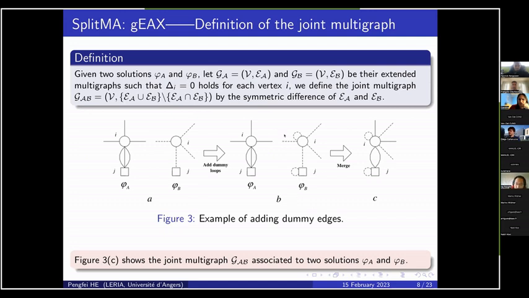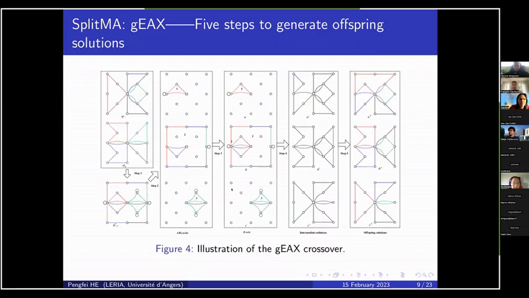After adding dummy loops in the corresponding solutions, such as dummy loops ii and jj, we can build a joint multigraph GAB, which is the symmetric difference of EA and EB. So here is step 1, the illustration of the GEAX crossover.